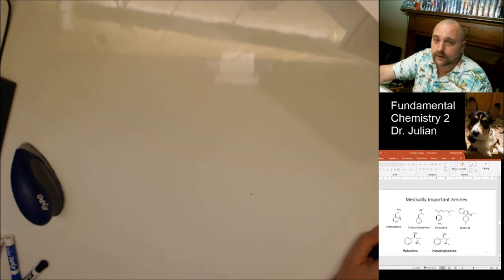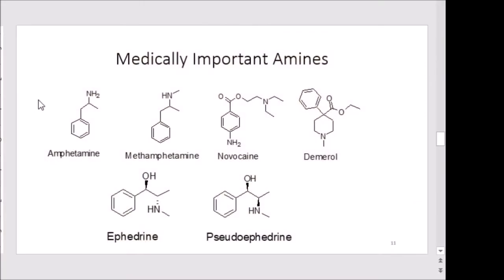Alright, so let's look at some medically important amines. So amphetamine is this one that has a benzene ring and then a nice simple amine. The methamphetamine you've probably heard of, and all we did was replace one of the hydrogens with a methyl. We just put a methyl group on there. Alright, so they behave very similarly. Novocaine, so nice, easy. A little more complicated. We've got now a diamine, and this is the active part over here. And then Demerol, so it's an amine.